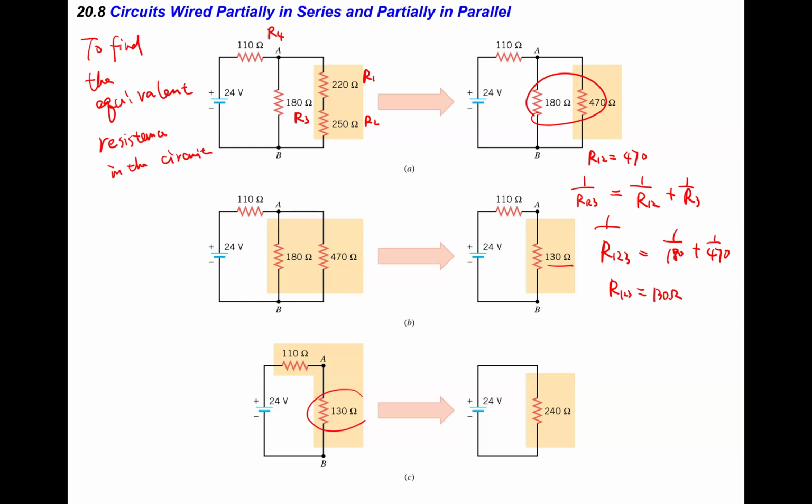And then the 130 ohm is connected to the 110. So R1234 is 130 plus 110, it's 240. Do it step by step so you can get the equivalent resistance, and also the current will be equal to V over R, 24 over 240, and you are going to get 0.1 amp.